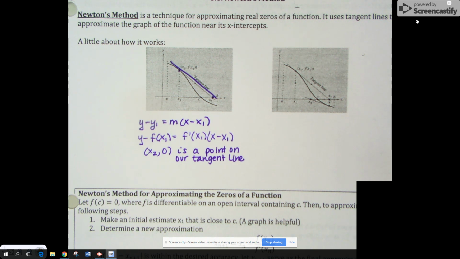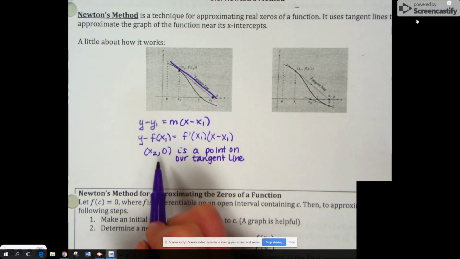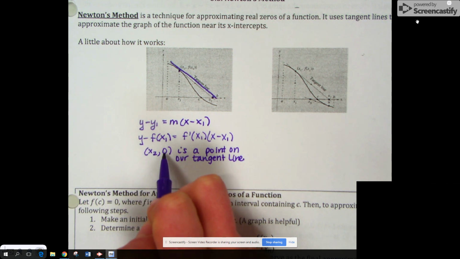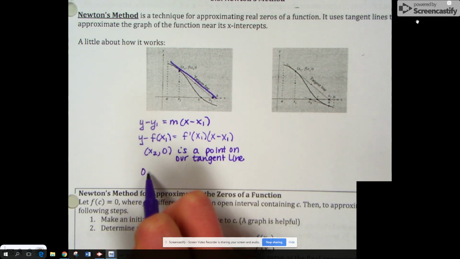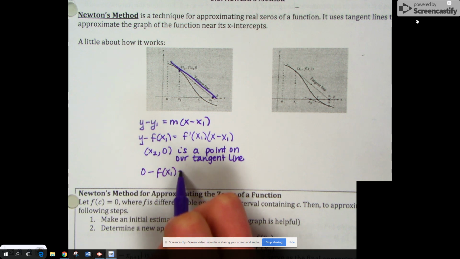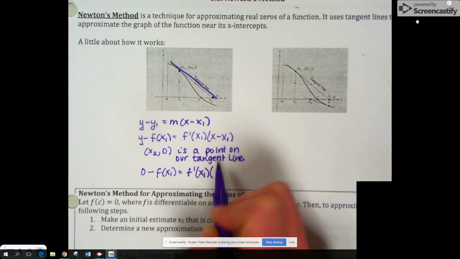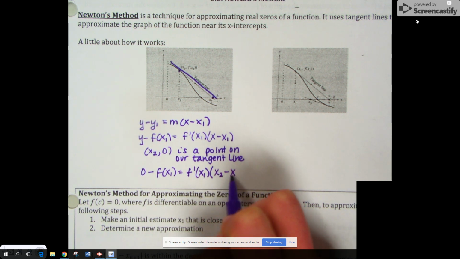Let's go ahead and figure out a way to express x2 in terms of the x1 and f of x1. So if x2, 0 is a point on my graph, then I could plug those two values in as my y and my x and see what happens to my equation. In other words, if that coordinate is on my graph, then I could put a 0 here, and my derivative times, and this x then will become x2 minus x1.